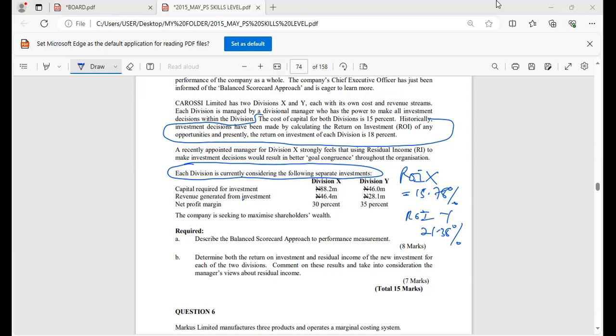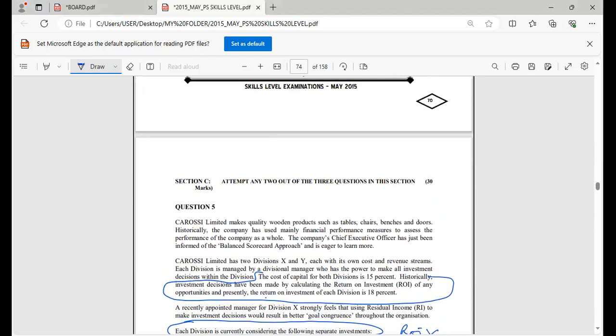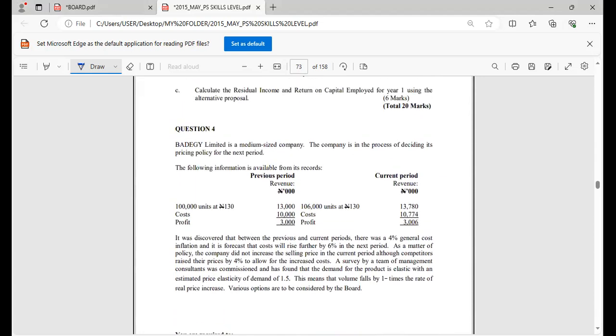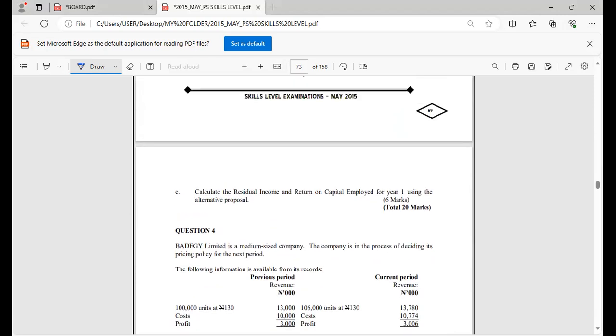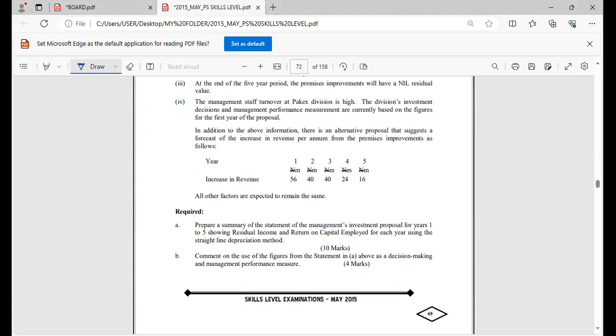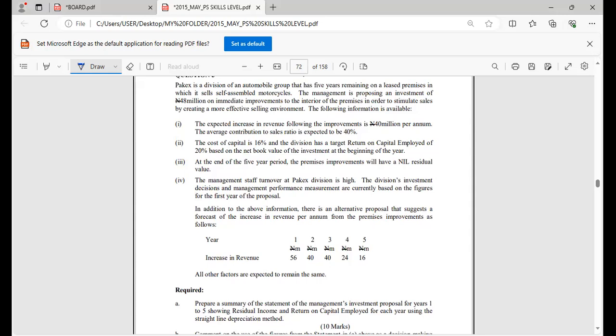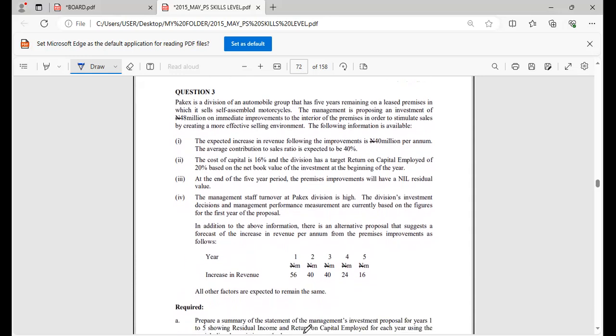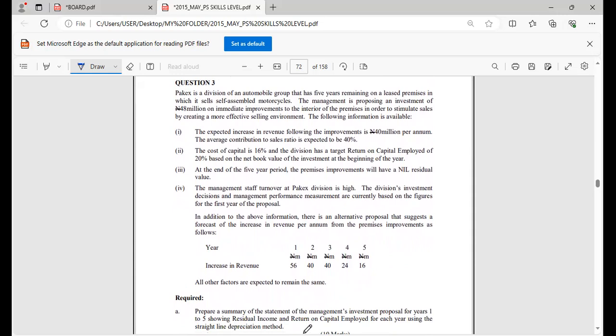Can we proceed? Yes. May 2015, question 3. Why don't you answer the question on the balanced scorecard at least so we have an idea? When you get to that aspect, anybody taking it will give you that. So I'm only restricted to what I'm taking you for now. Is it clear? Yes.